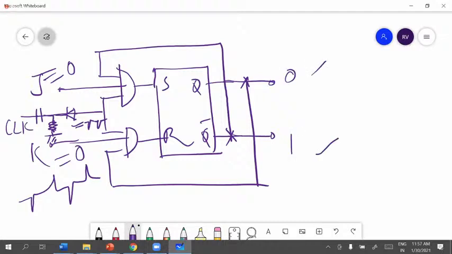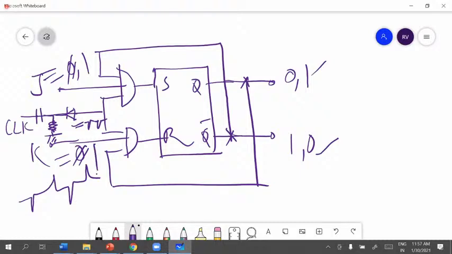When J is equal to 1, K is equal to 0. For this condition, you tell me what is happening in this JK flip-flop. Set state. Very good. Set condition. So you can clearly see what this condition is. When both inputs are 1, 1, what is the status of this flip-flop?